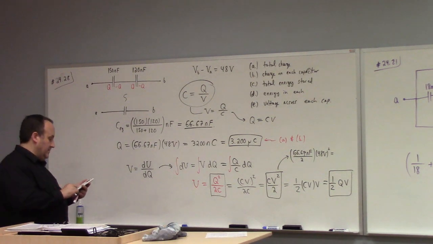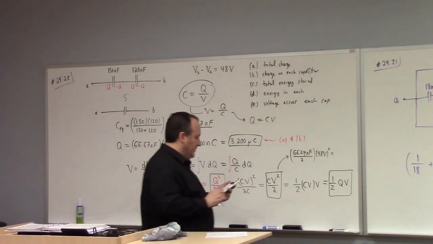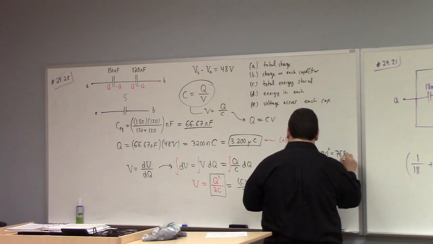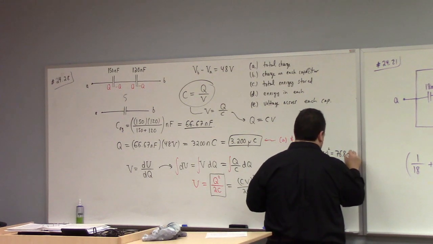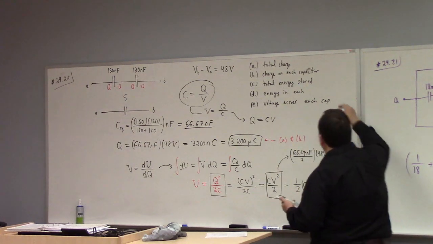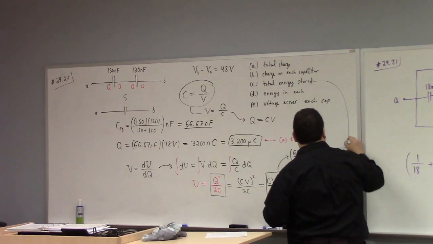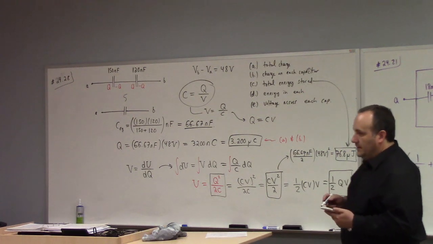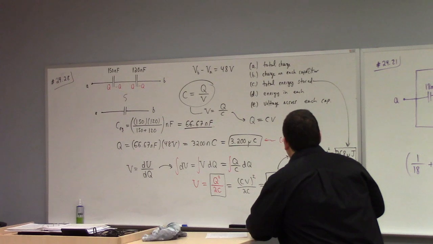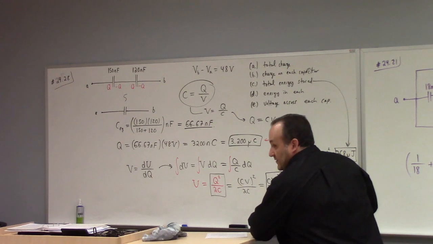I got 76.8 microjoules. That's the total energy stored. And as a check, it'll be fun to do part D because we can check my answer to part C with part D. Because the total energy stored should be the sum of the energy in each.